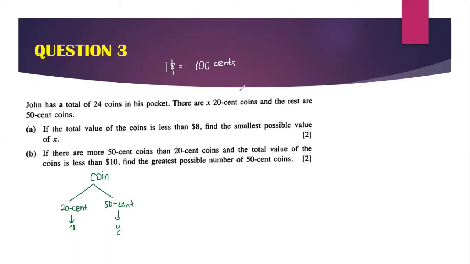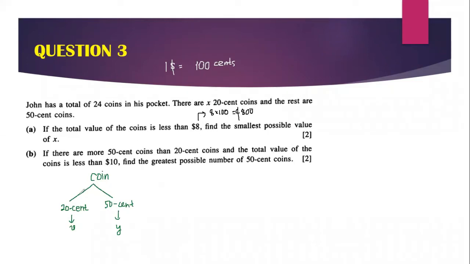So we have the information of $8, right? $8 is 8 times 100, so 800 cents. Is it clear, everyone? Okay, the 20 cents we symbolize by X, and the 50 cents we symbolize by Y.